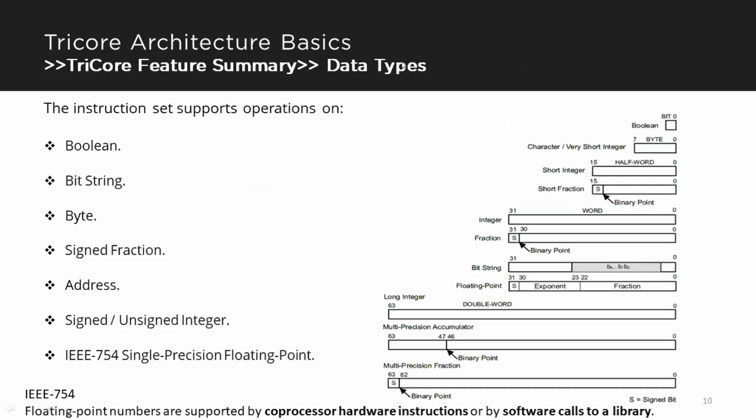Okay, so regarding data types, the architecture supports different data types. It supports Boolean. So here's a presentation of the data types. For example, the Boolean is only one bit that contains a value yes or no, or true or false. We have bit string, bytes, signed fraction, address, signed and unsigned integers, and the floating point, single precision floating point, compliant with IEEE 754. So this is a representation of the floating point.